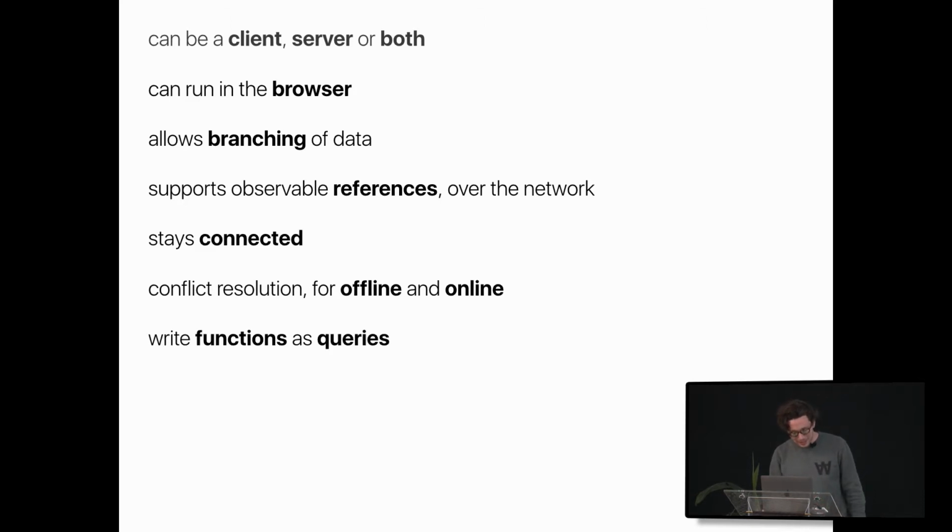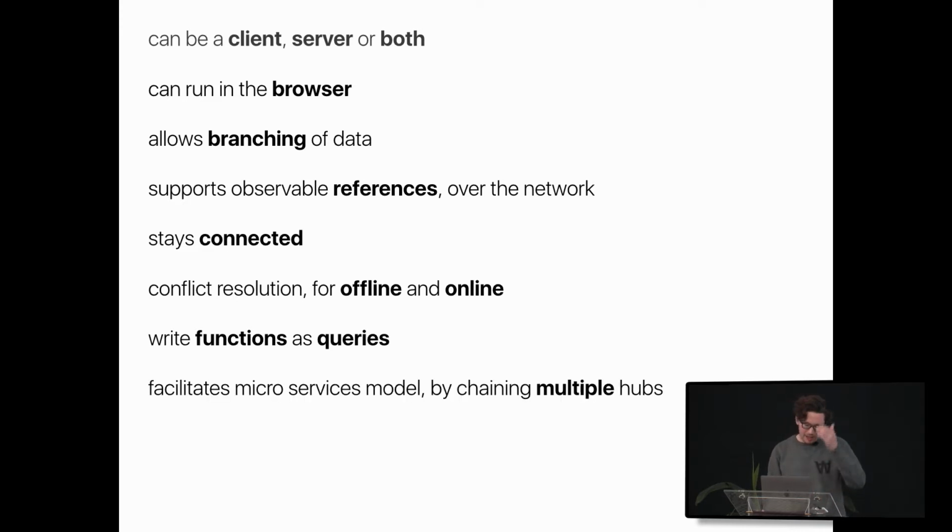that's already in there. You can write functions as queries in a subscription that can be sent to a server. They can be whitelisted for security, but I'm not going too deep into that. It facilitates a microservices model by chaining multiple hubs. That's why it's important that a hub can be a client and a server at the same time, because you can be a client to a hub that does some recommendation processing or image processing or whatever without taking the load. And this is probably the most important.